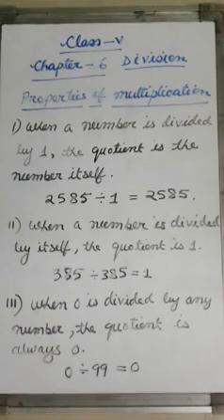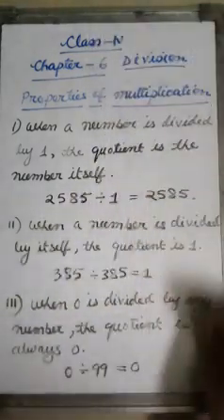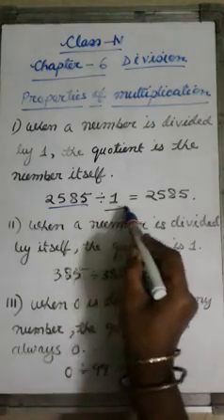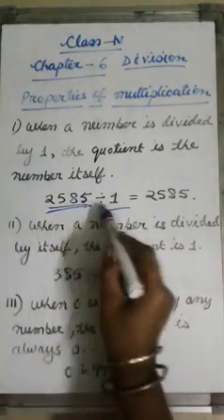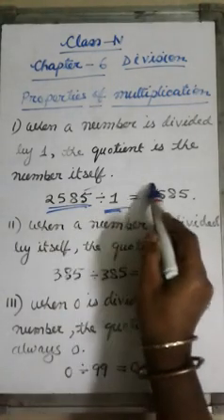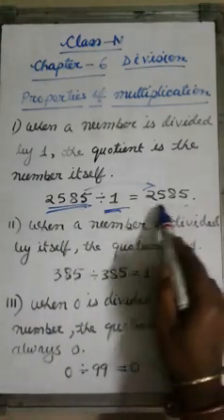I am going through the revision 1 of chapter 6, properties of division. What are the properties? When a number is divided by 1, the quotient is the number itself. So this is property number 1. When a number is divided by 1, the quotient is this number itself. The result is the number itself.